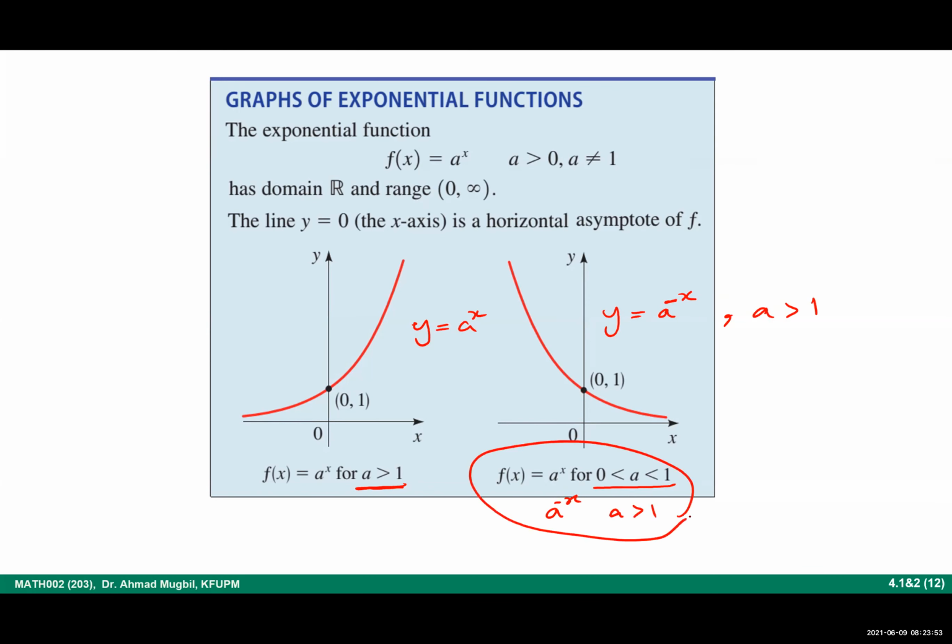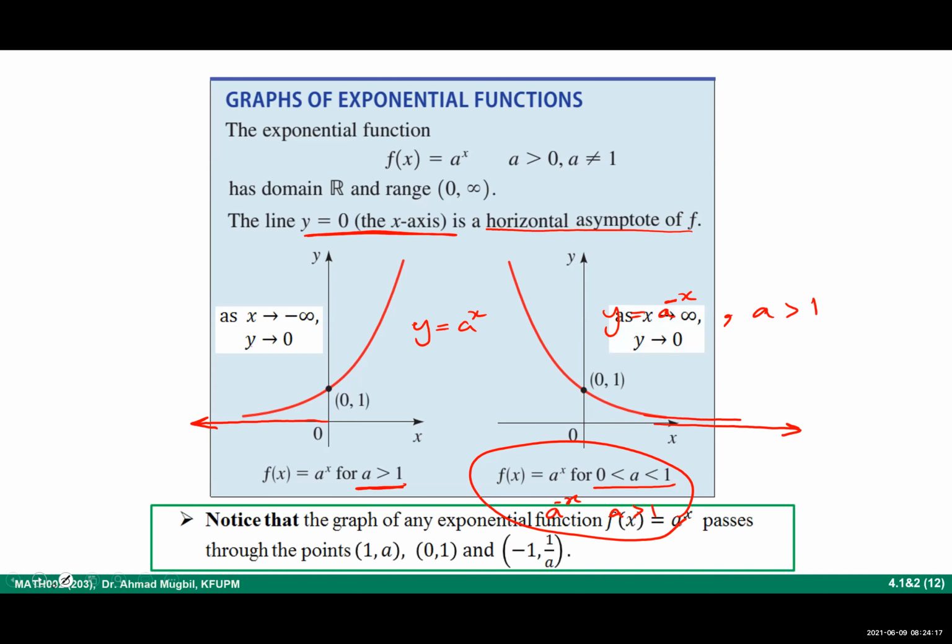You can see clearly here what happens when x goes to negative infinity, y approaches 0. So this means that the x-axis is a horizontal asymptote. When x goes to infinity, y approaches 0. So also here, it is clear that the x-axis is a horizontal asymptote. The domain and the range, we have mentioned this yesterday.